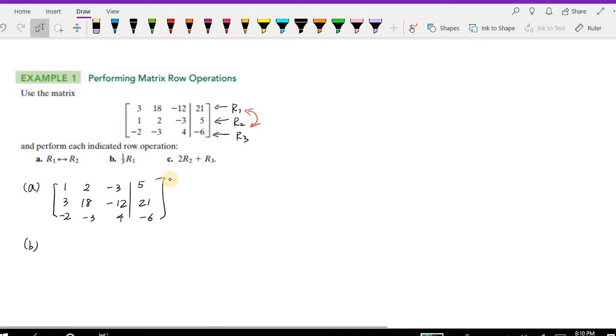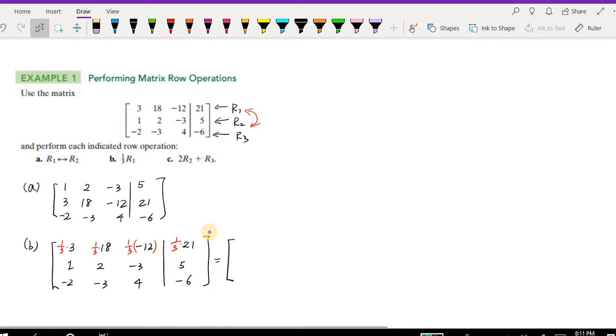Part B, what we want you to do is use 1/3 times row 1. We're going to copy down the original numbers first, and then I'm going to show you how to do this. That means we're going to write down everything. We have to multiply by 1/3, every single term. Everything else is the same. And then from here, we're going to simplify it, because 1/3 multiplied by 3 is just going to give you 1. And then next term, that will be 6. 1/3 multiplied by -12 is -4. And then that will be 7. Everything else stayed the same. That is your final answer.